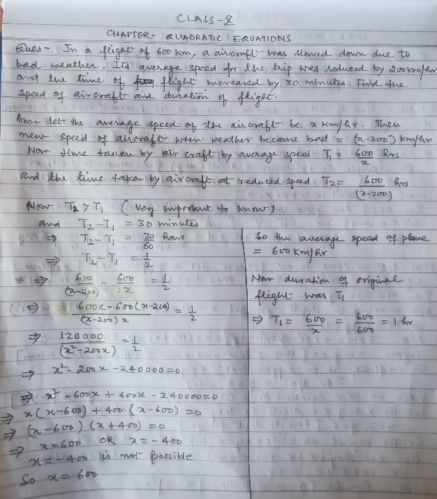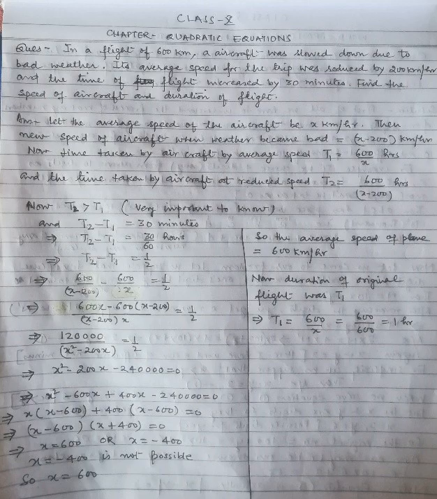So the first question is that in a flight of 600 kilometers, an aircraft was slowed down due to bad weather. Its average speed for the trip was reduced by 200 kilometers per hour and the time of the flight increased by 30 minutes. Find the speed of the aircraft and the duration of the flight. This question has been asked this year in board examinations. So let us try to solve this question.